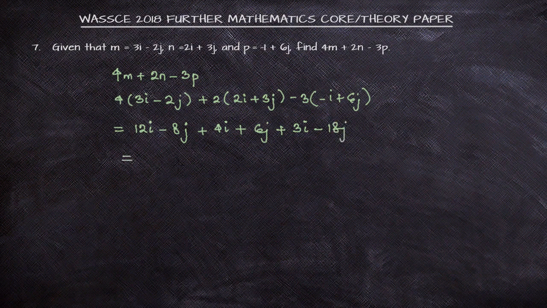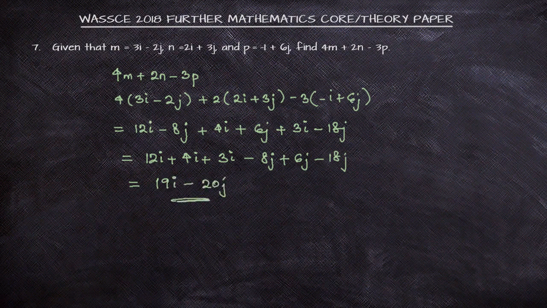Such that by the time we are collecting like terms, we have 12i plus 4i plus 3i, now minus 8j plus 6j minus 18j. And now if you are to just sum the like terms, we are going to have 19i minus 20j. And that is the solution to question number 7 from WAEC 2018 further maths theory paper.